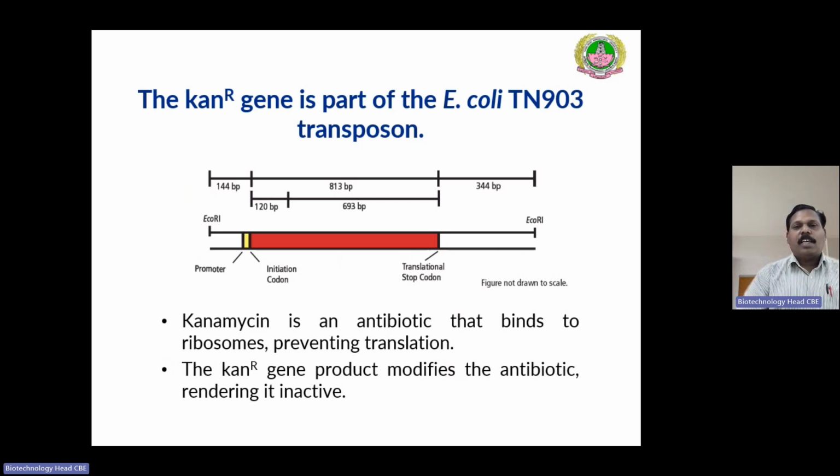Now let's see an example of a kanamycin resistance gene, which is part of an E. coli Tn903 transposon. Kanamycin is an antibiotic, a neomycin-based antibiotic, which binds to the ribosome and normally prevents translation of the proteins. Contrarily, the kanamycin resistance gene, which is also referred to as NPTII, a neomycin phosphotransferase coding gene, produces an enzyme that would degrade the kanamycin antibiotic, making it inactive and allowing the host cell to survive in the presence of the resistance gene in the plasmid. So that can be a good system for screening of the recombinant molecules.